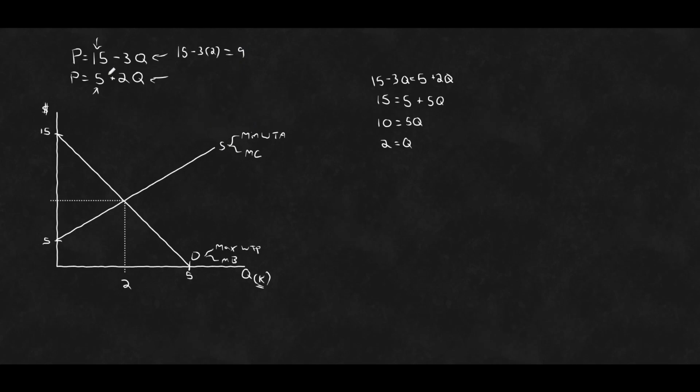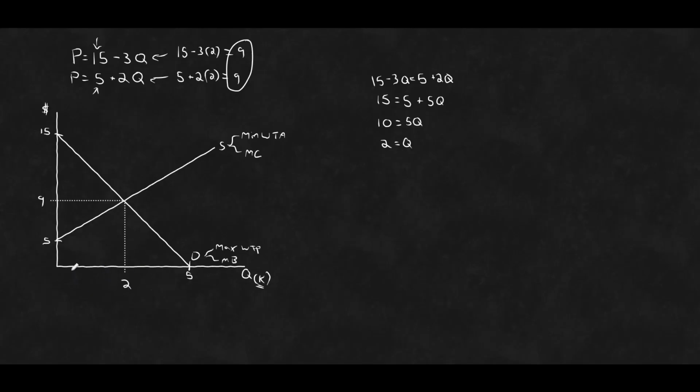Again, to make sure that's right, we would have 5 plus 2 times 2. 2 times 2 is 4. 4 plus 5 is also 9. There we go. That's looking pretty good. Those are the same number. So we get our market clearing price of 9. At this market clearing price of 9, we get our quantity exchanged of 2.